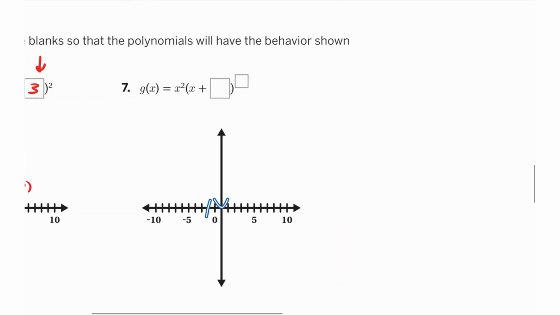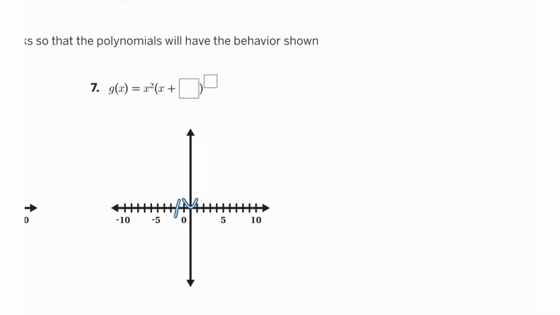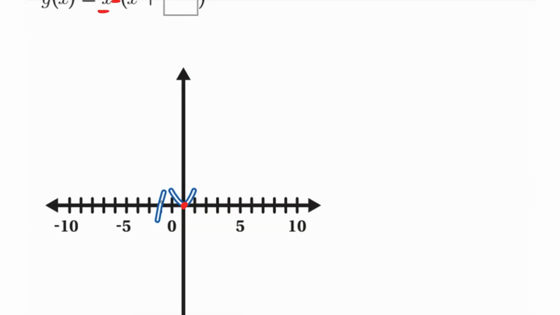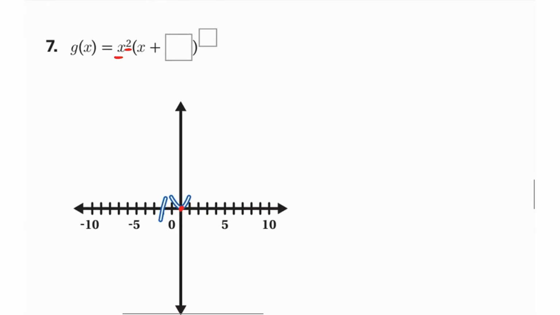For number 7, we have a point here that's bouncing off, which makes sense. We have x squared. That looks good already. This one here looks like it's linear, and so I'm going to call this one a multiplicity of 1. And again, we're saying x plus 2 because my intercept is at -2, 0.